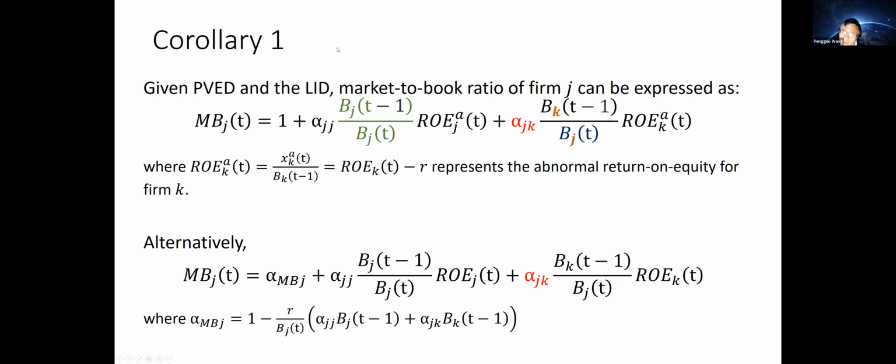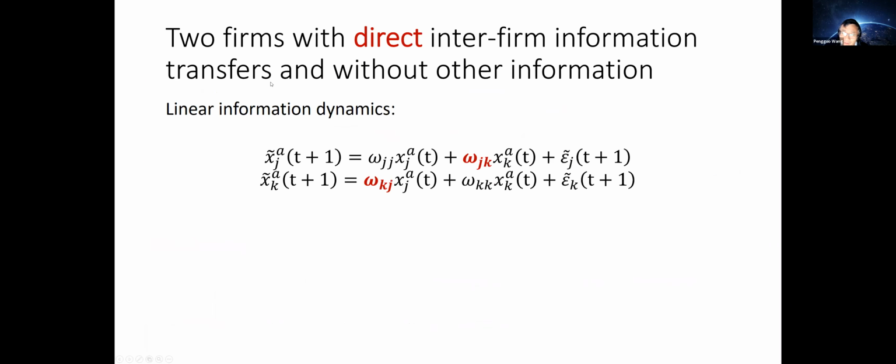Can you please go back to your linear information dynamics, please? Because you don't have any empirical data or test results, I wonder whether these omega JK, omega KJ are significant at all. Some years ago, I tried this information dynamic and found that omega JK and omega KJ are very, very small, and the signs are not predictable. So I'm not sure whether you have tried any firms at all for this information dynamic.